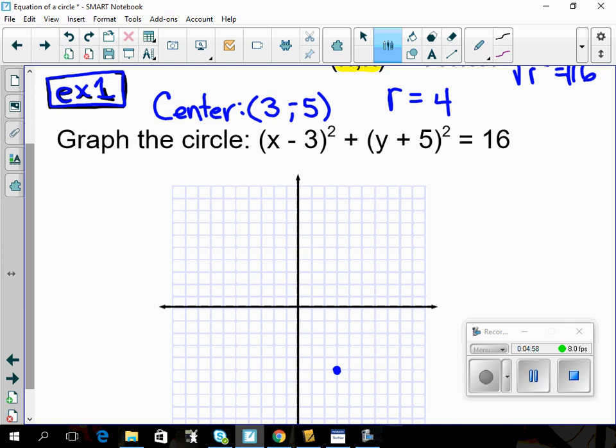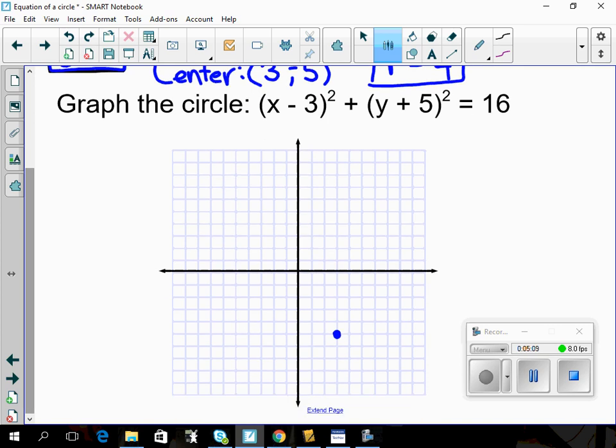Okay? Now, how can I use the radius to find points that are actually on the circle itself? Well, from the center, didn't JC say it was from a point from the center all the way out to the circle? So my radius is 4. So what if I went up 4, I went down 4, I went left 4, and I went right 4?